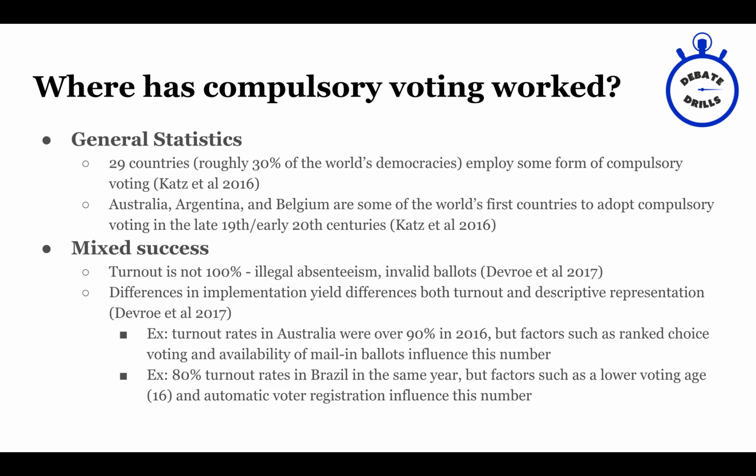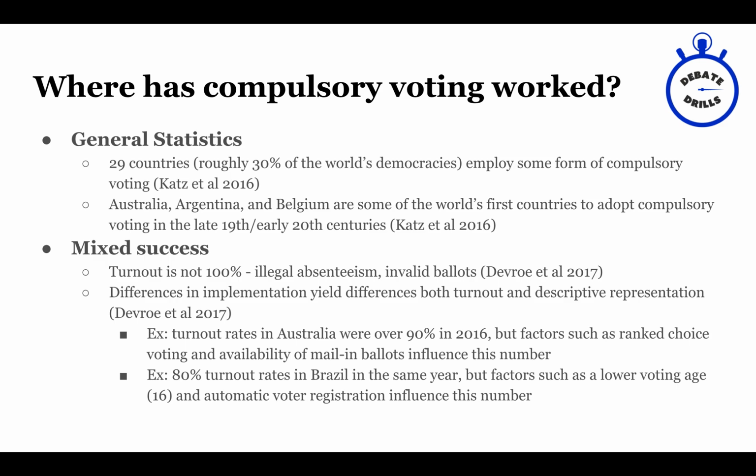So as an example of the sort of mixed success point, turnout rates in Australia were over 90% in 2016, but factors such as ranked choice voting and availability of mail-in ballots influence this number. And a similar situation happened in Brazil. 80% turnout rates happened in the same year, but factors such as a lower voting age and automatic voter registration influence this number.